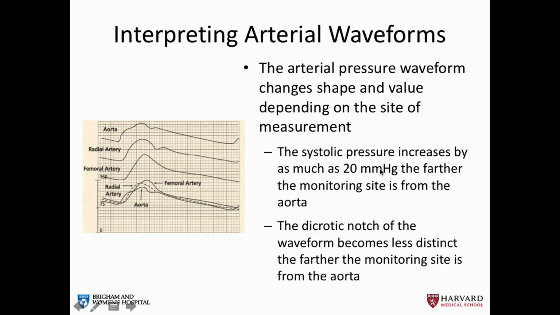It's also important to remember that the arterial pressure waveform has different shapes depending on where you're monitoring from, and that will also impact the actual pressure readout from the system. Systolic pressure can increase by as much as 20 millimeters of mercury the farther the monitoring site is from the aorta. So you can have quite different readouts from the radial artery versus the femoral artery. Also, the waveform itself may change depending on where you're measuring from.